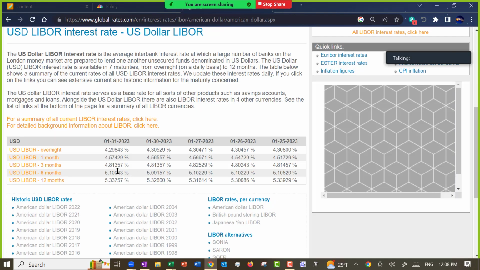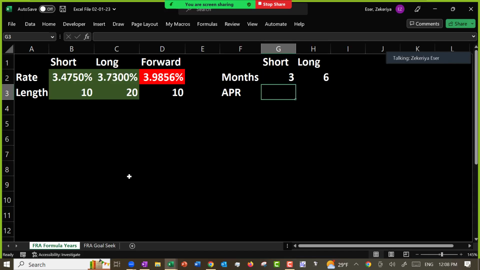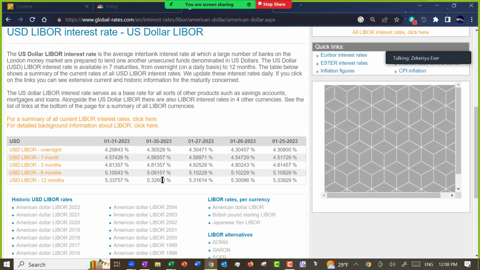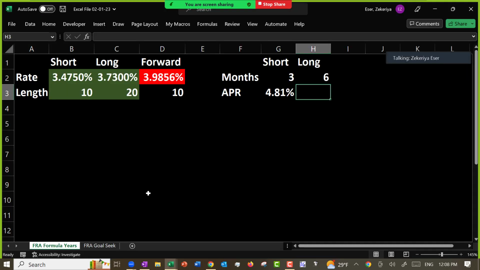Where is it? 4.81357. 6-month is 5.143. Let's make these.